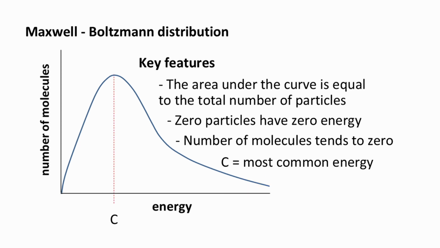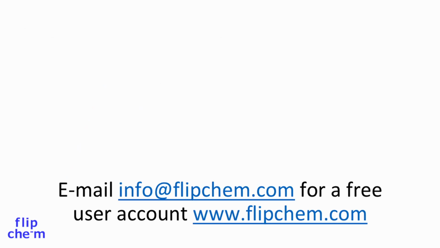Most particles have the most common energy, labelled C here. Because the distribution is not symmetrical, the average energy, labelled x bar, lies slightly to the right of the most common energy.